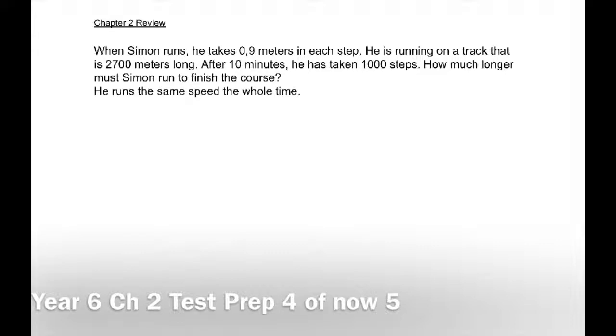With this problem, when Simon runs, he takes 0.9 meter steps. This is the skill that we were talking about where we have to get this important information. So 0.9 meters each step. Underline that on your paper. He is running on a track that is 2,700 meters long. Underline that. And then after 10 minutes, he has taken 1,000 steps. So we are going to figure out how many steps he has to take in order to do it and how long it will take.